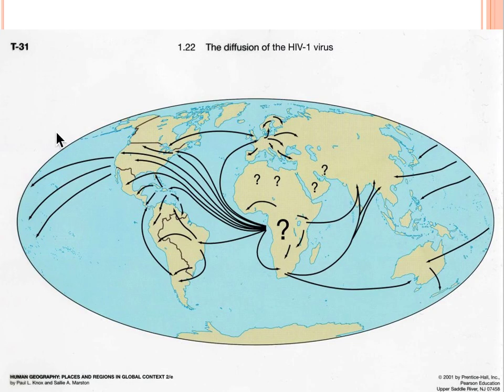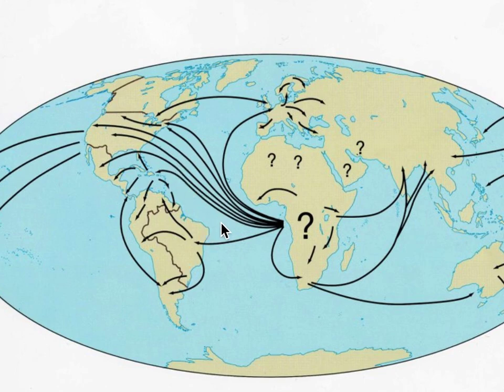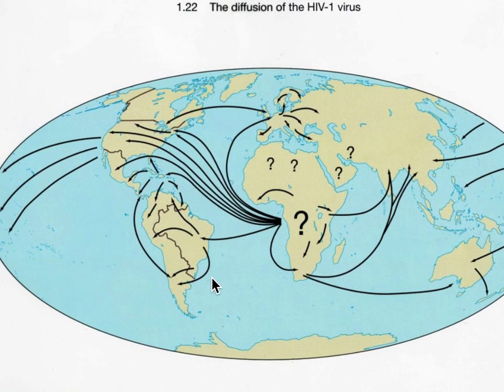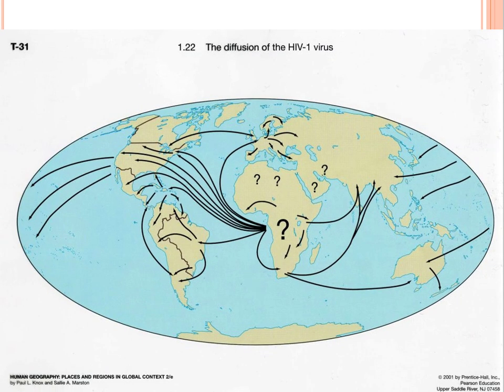Here again, I already showed this as an example of line features for a qualitative map, but we could adjust this map and make it quantitative by changing the arrows to show the volume of the diffusion of the HIV-1 virus, or the quantity of the HIV-1 virus as it diffused to these different continents.